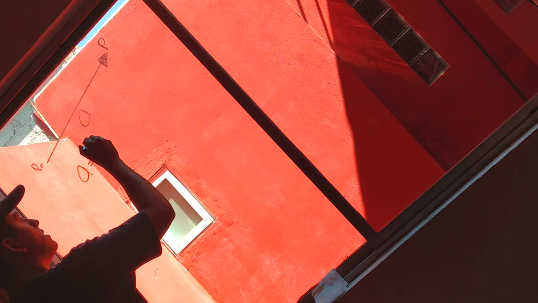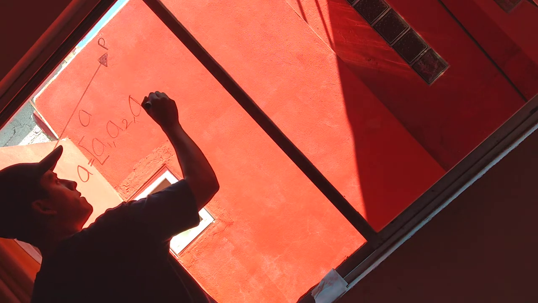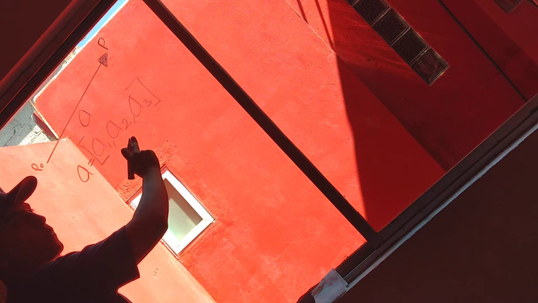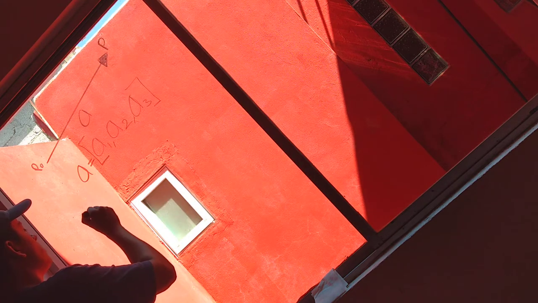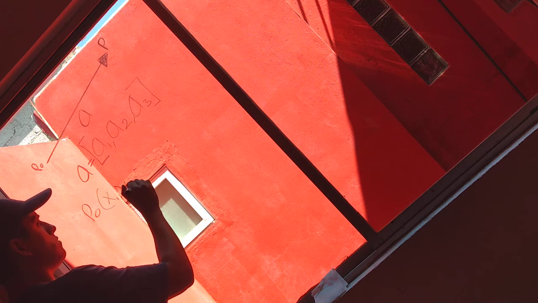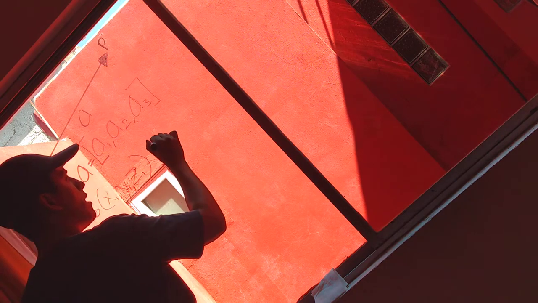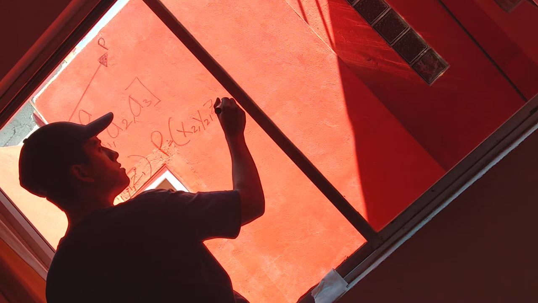How do we know the length of a vector? The length is the distance that goes from the initial point to the finish point. So, first of all, we have to know that A, or vector A, is composed of A1, A2, and A3. And those are composed by the coordinates of the initial point and the finish point. So, P0 is equal to X1, Y1, and C1. The finish point is X2, Y2, and C2. Alright.